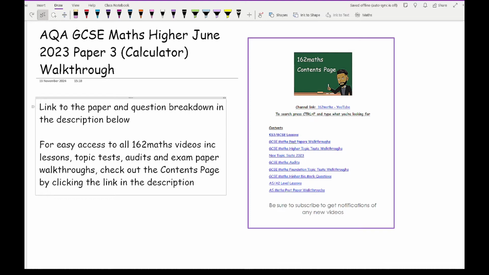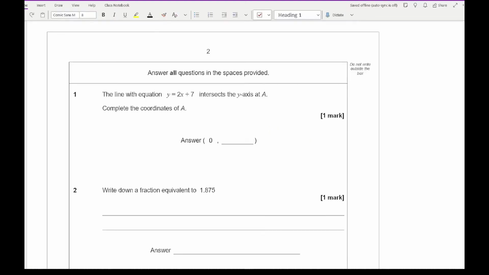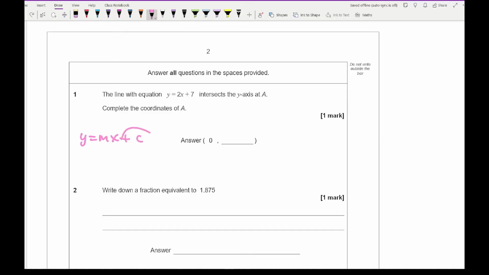So let's get started on question 1. Question 1 reads that the line with the equation y equals 2x plus 7 intersects the y-axis at A. Complete the coordinates for A. Now if you know y equals mx plus c, then the c part is basically where it crosses the y-intercept. So here you can see that the c is going to be 7. So here our y-intercept is going to be 7.